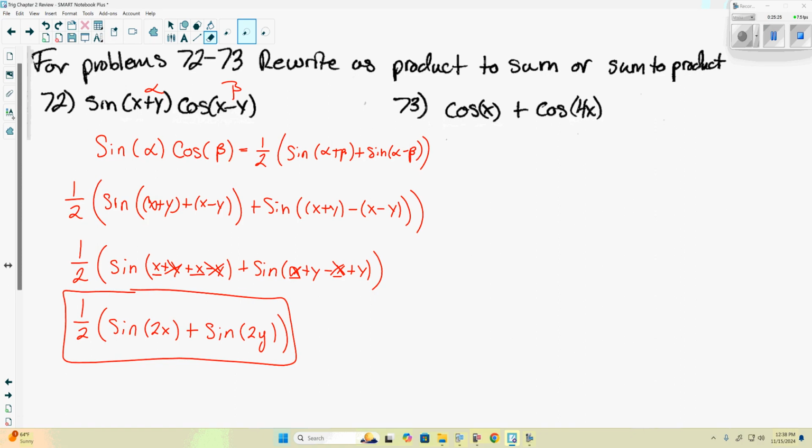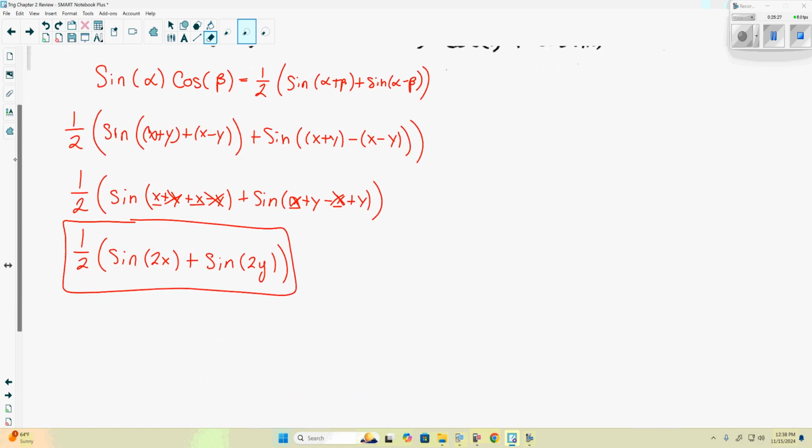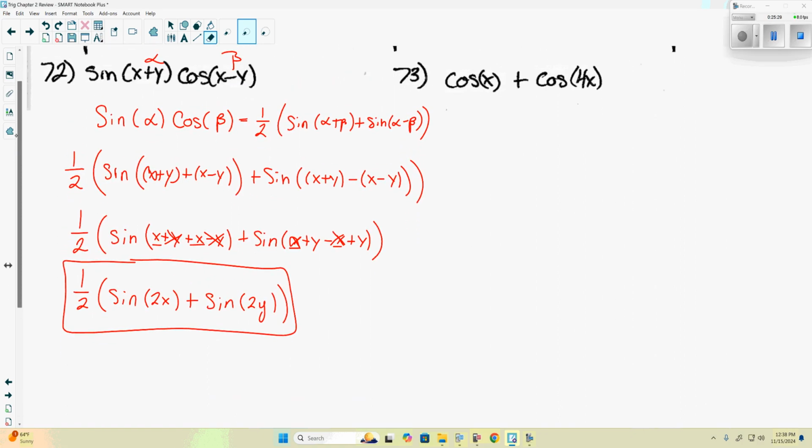Rewrite as product to sum or sum to product. So it started out as a product and it ended up as a sum. Sum or difference. Yep. But again, that's our product to sum, sum to product on the reference sheet. We just matched it up and plugged it in.